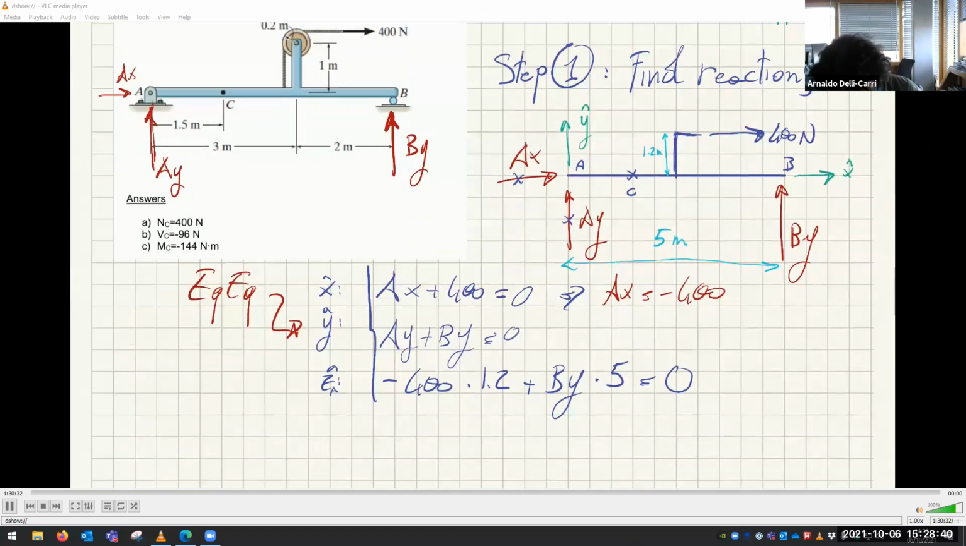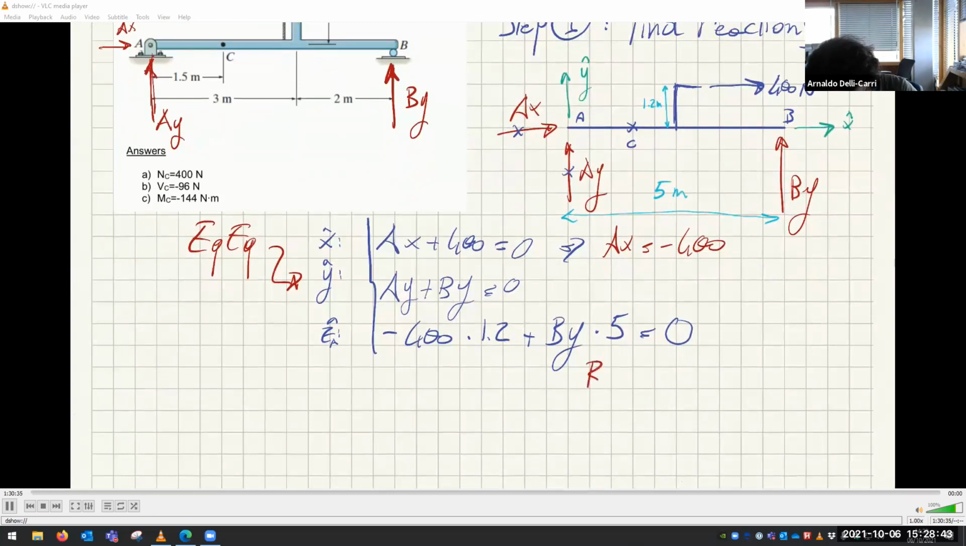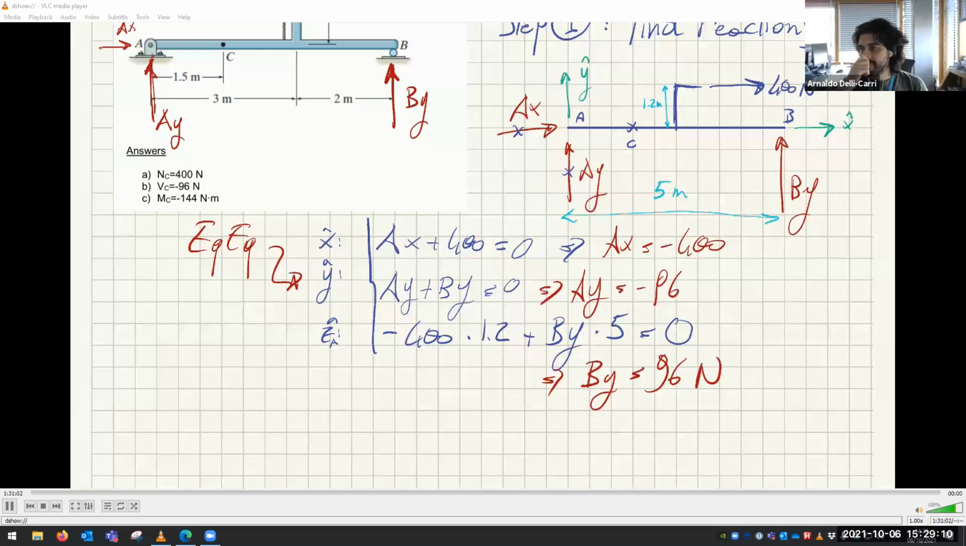So I can solve for BY first. BY is 400 times 1.2 divided by 5, which is 96 newtons. And that means that AY is minus 96, because they must be equal and opposite to keep equilibrium. Minus 96 newtons. So these are the results, these are the 3 reaction forces. Very nice.